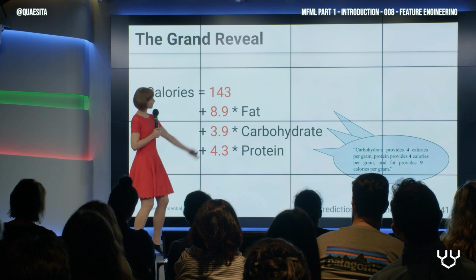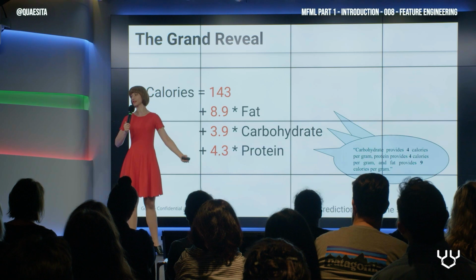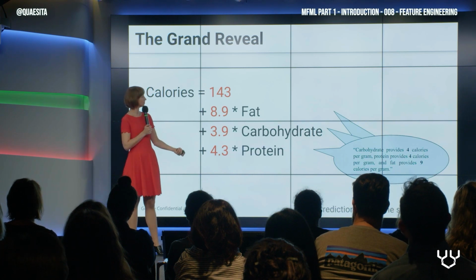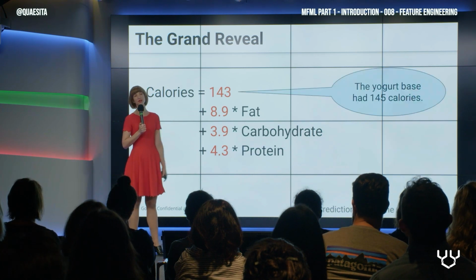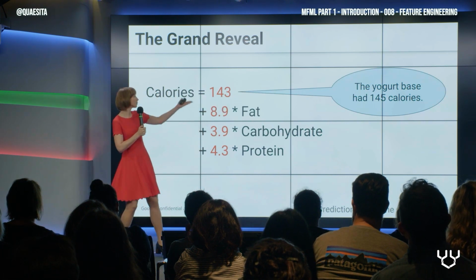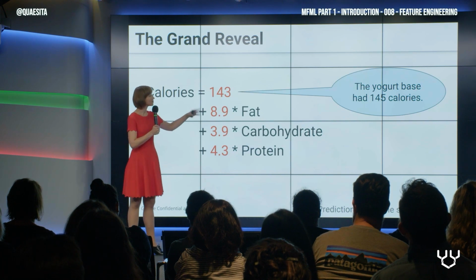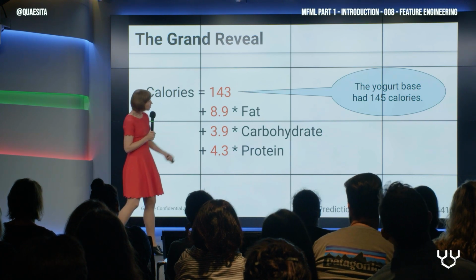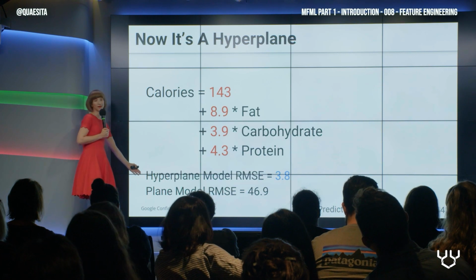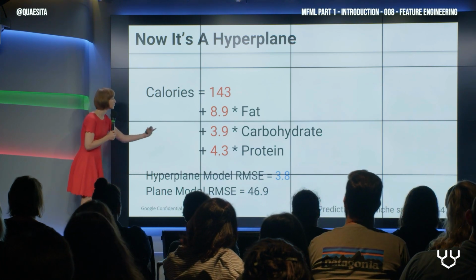Well, we ask ourselves, if there is no fat, no carbs, and no protein, if our secret ingredient was water, what's left? Well, there was yogurt in there every time. Now, it turns out our yogurt base had 145 calories. We're predicting 143. There's a little bit of a mismatch, so maybe there was some error in our data. But you know what? Our score is getting pretty good. Not perfect, but pretty good.